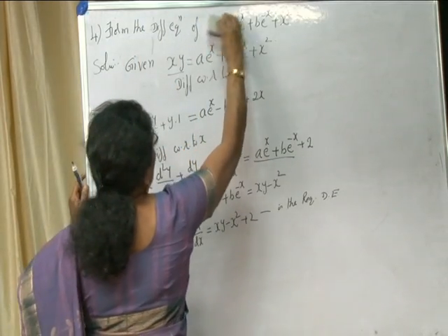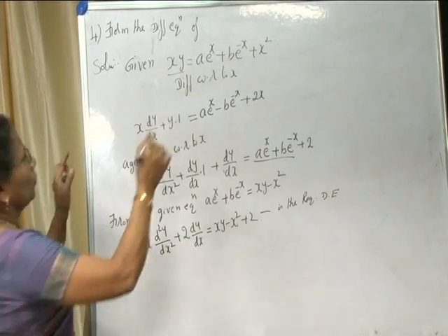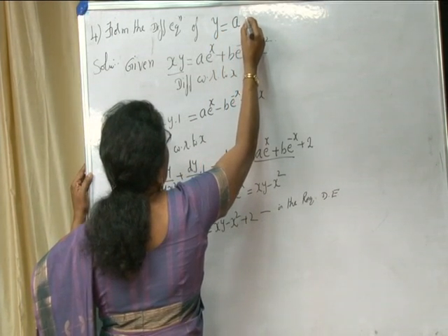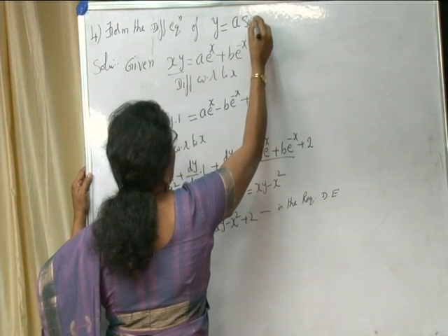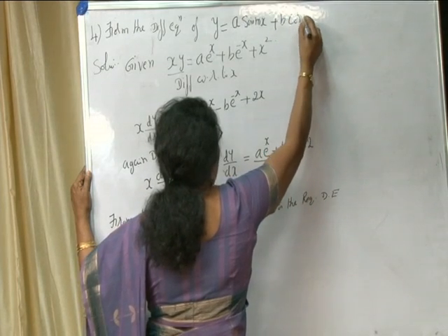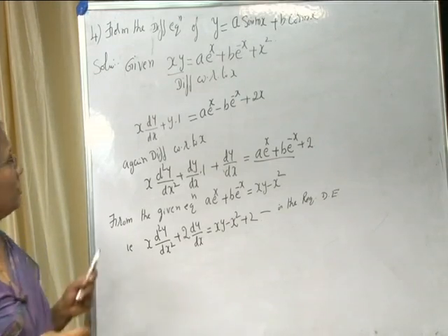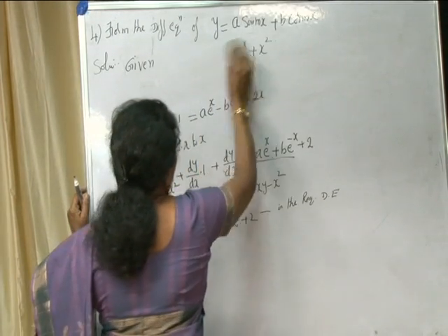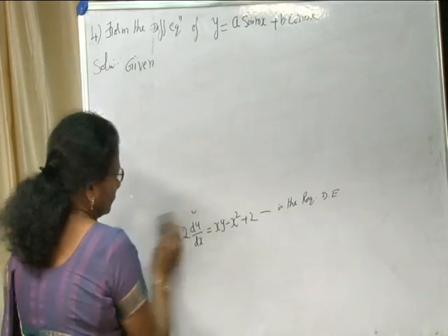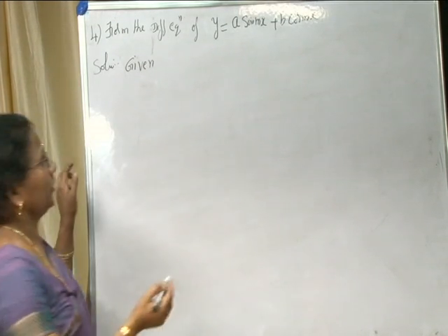Form the differential equation of y is equal to a sin mx plus b cos mx, where a and b are arbitrary constants.